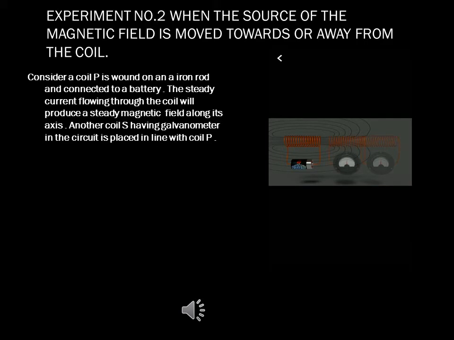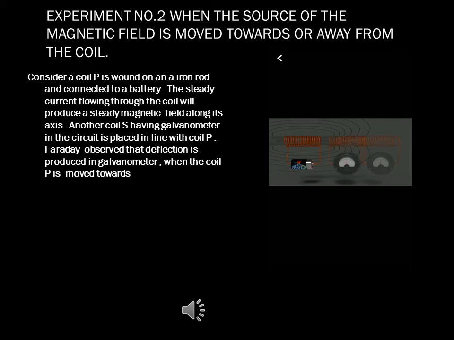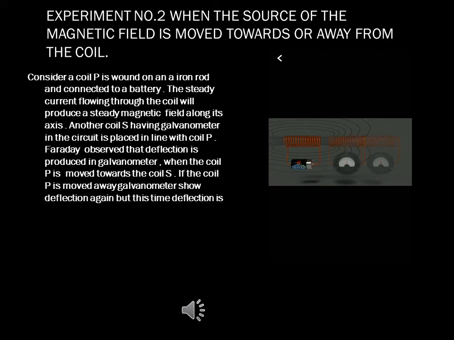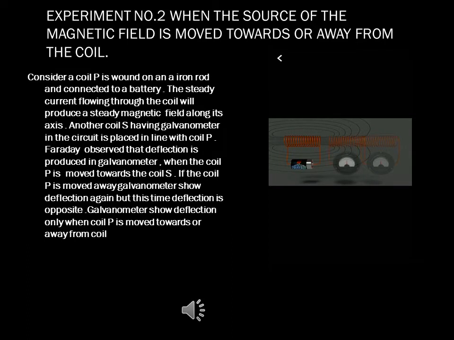Faraday observed that a deflection is produced in the galvanometer when the coil P is moved towards the coil S. If the coil P is moved away, the galvanometer shows deflection again, but this time the deflection is opposite. The galvanometer shows deflection only when coil P is moved towards or away from the coil S.